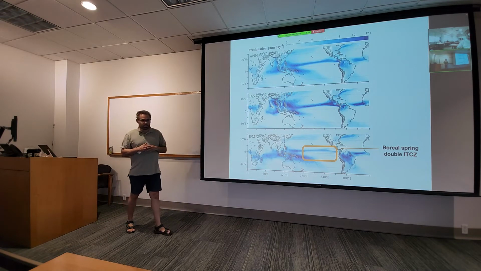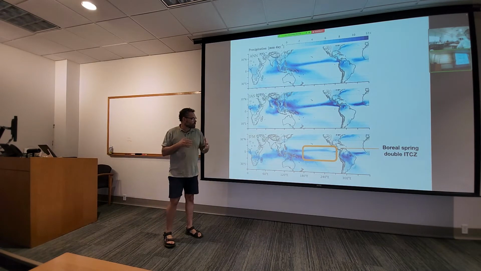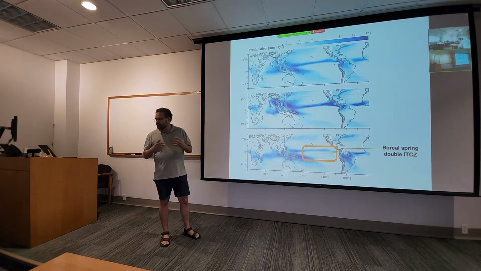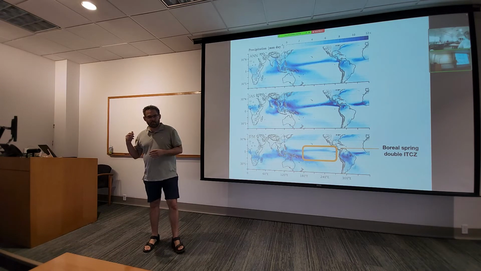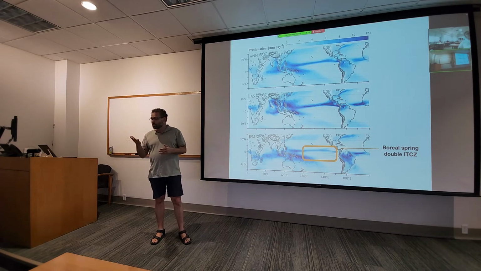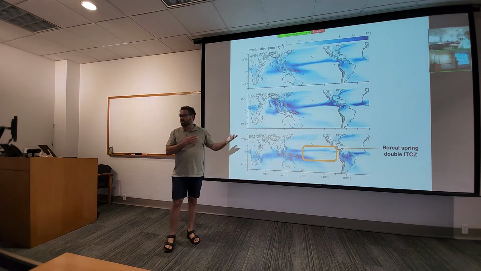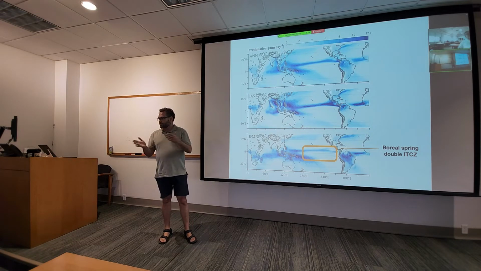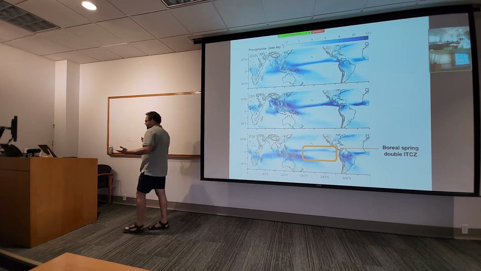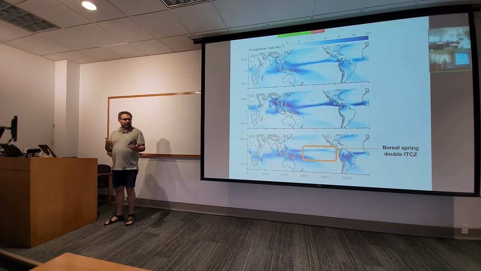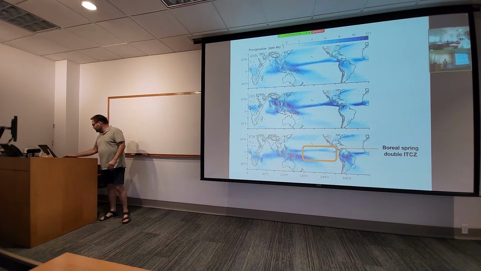I've shown you an example from past climates, but even in the present climate, during the seasonal cycle, during boreal spring in the Eastern Pacific, when the Eastern Pacific cold tongue is warmest, a double ITCZ emerges, two ITCZs that line up along the equator. So these variations from single to double ITCZ occur on seasonal to geological timescales and also across regions. What I'll be talking about today is trying to understand these types of variations.